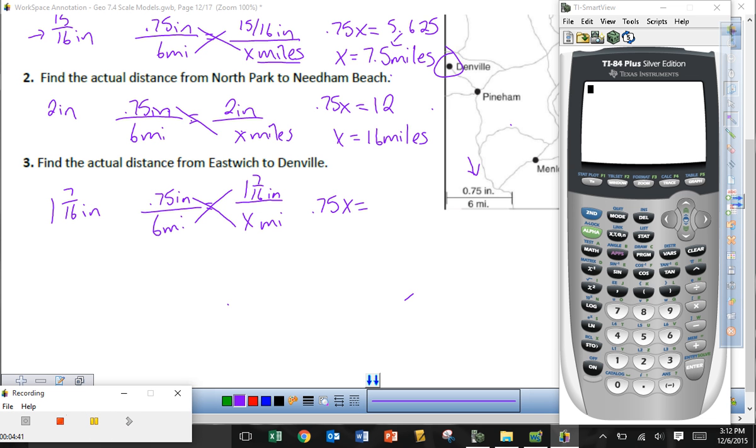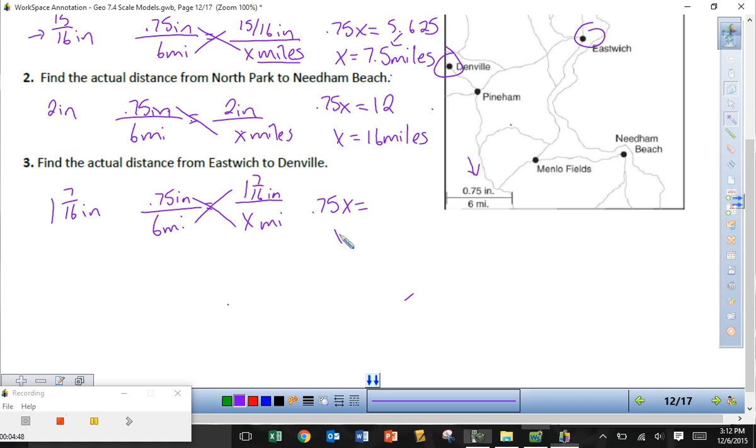Okay, so for this one, if you had trouble multiplying for that second half of your cross multiplication, what you can do is take 1 plus that 7/16, that distance between these two towns, and that's going to give you that as a decimal, and then you can go and multiply that answer by 6. Okay, last thing to solve then is divide that by 0.75, which gives you about 11.5 miles between those two towns.